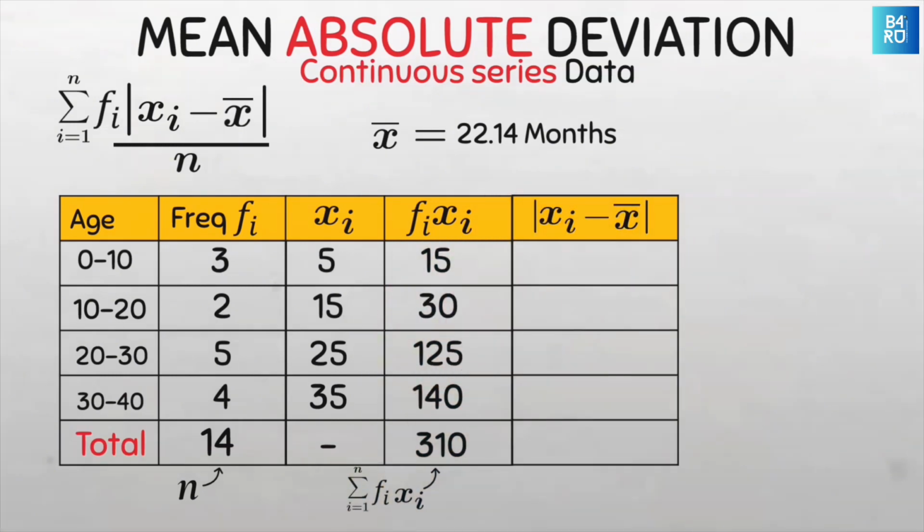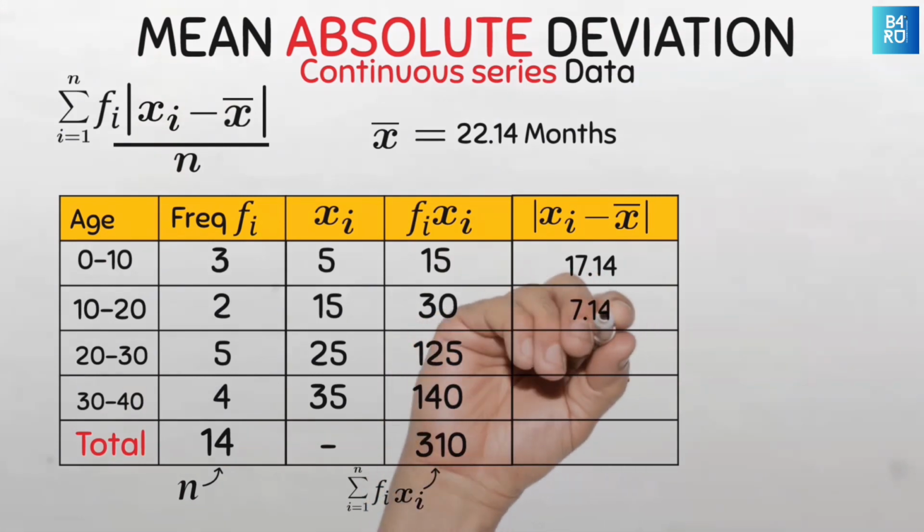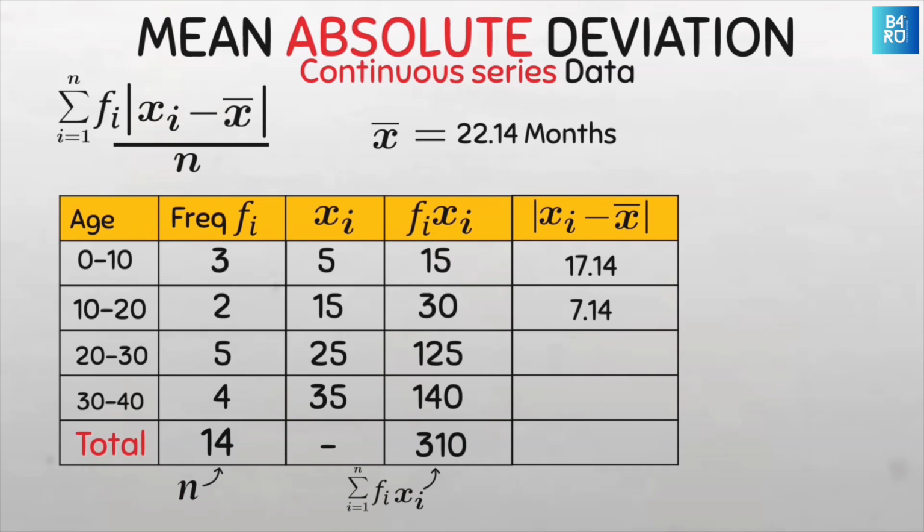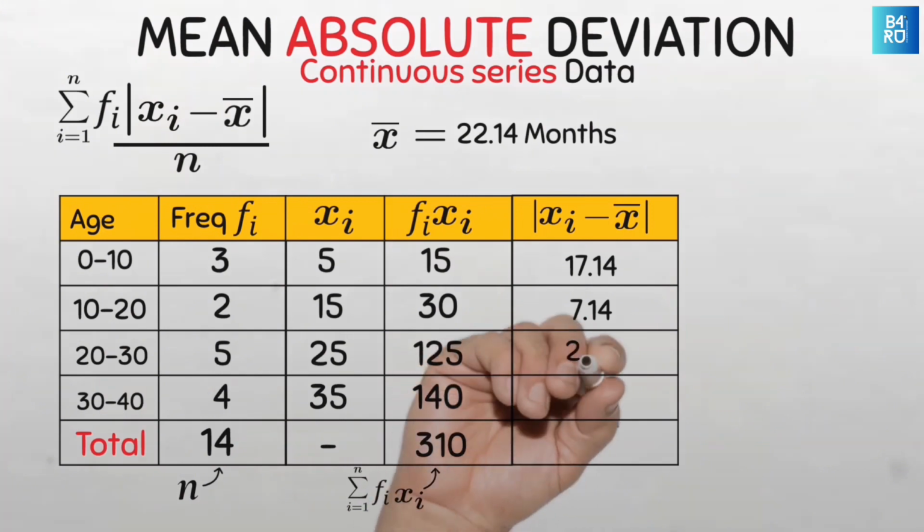For the first class, the absolute deviation of its midpoint from the mean will be 5 minus 22.14, that's minus 17.14. And when we apply the modulus, the absolute value is 17.14. Awesome. For the second class, it will be 15 minus 22.14, that's minus 7.14, and so the absolute value is 7.14. Then, for the third class, we will have 25 minus 22.14, and that will be 2.86, and the absolute value is 2.86.